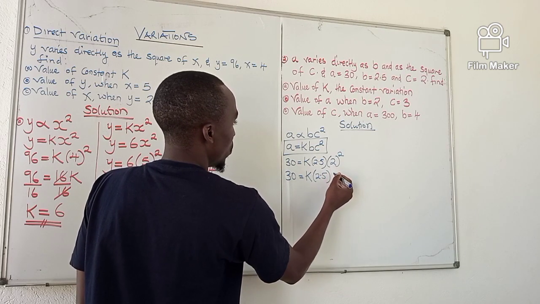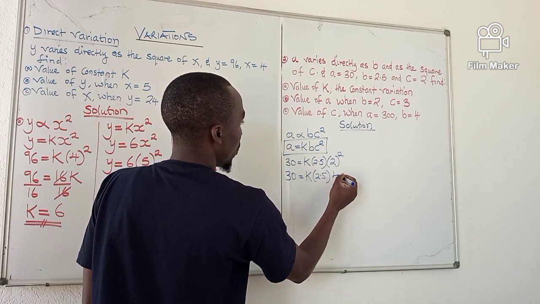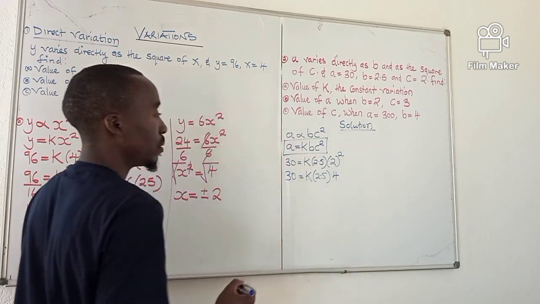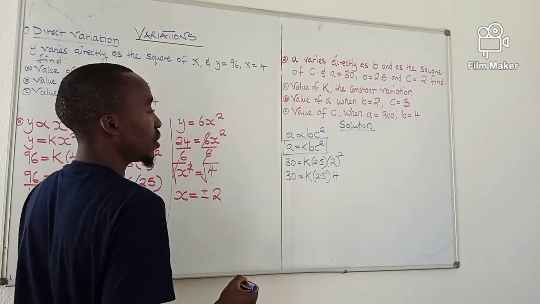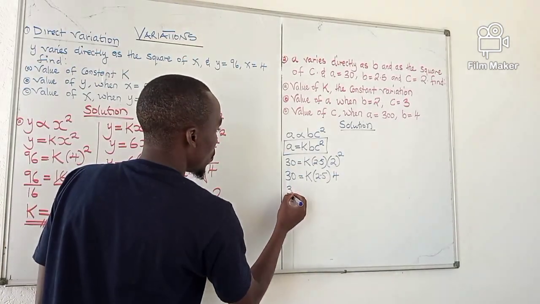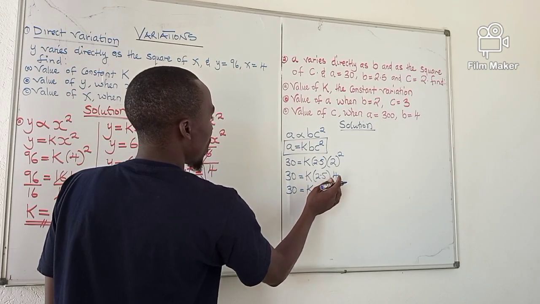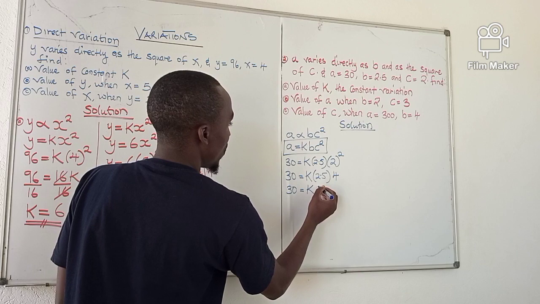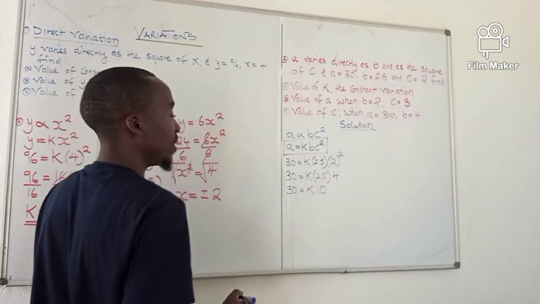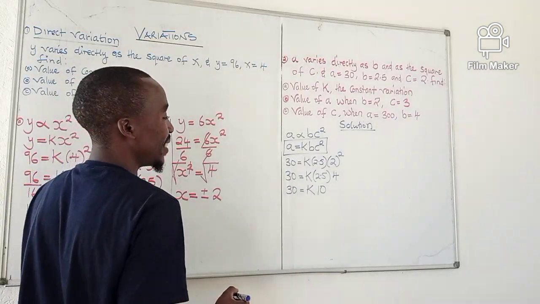2 times 2. It is what? It is a 4. Okay. 2 to the power of 2 gives us 4. So 30 will be equal to k times 4. 2.5 times 4 is giving us what? A 10. Okay, it is giving us a 10.